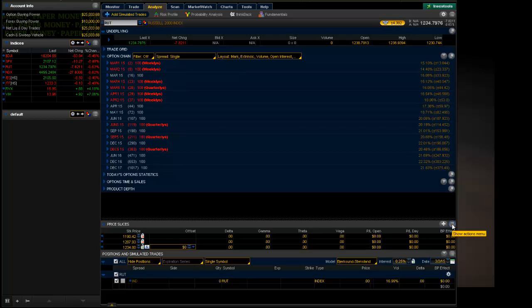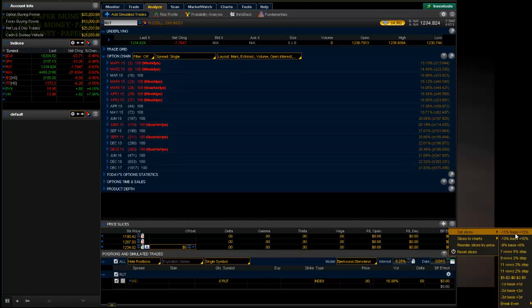This one up here above it, the price slices, this is a pretty good one, as it will let you set slices based upon different parameters or assumptions.